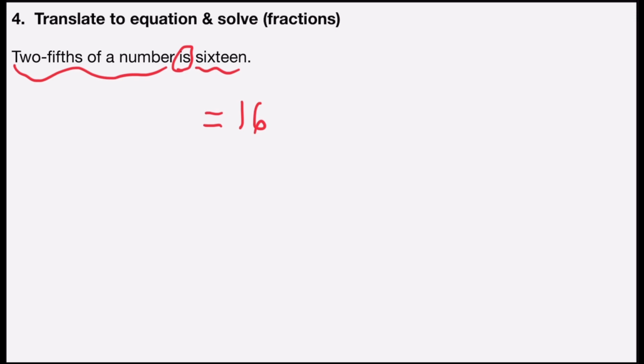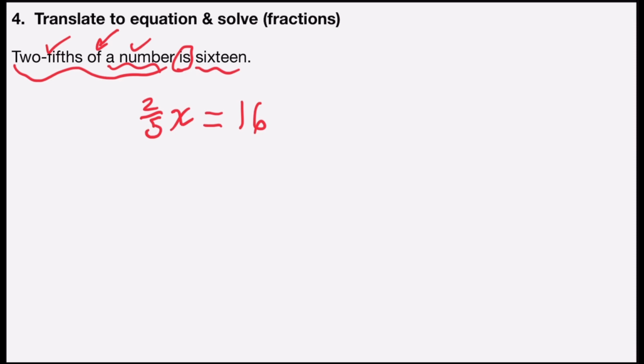It doesn't have a sum of, difference of, product of, but it does have the word of. And this word of indicates multiplication. So I'm going to multiply 2/5 by a number. And remember, a number is just the variable. So I would have 2/5 times x, or 2/5 x, and that will equal 16.